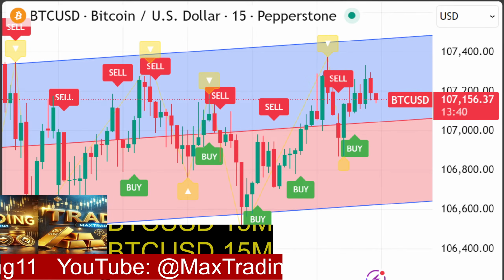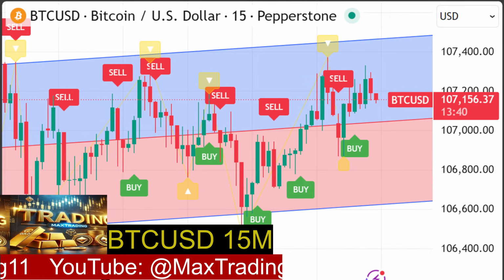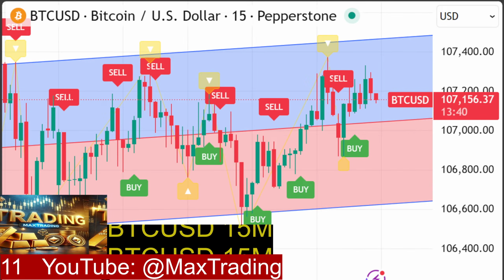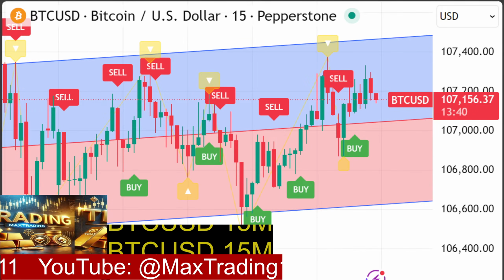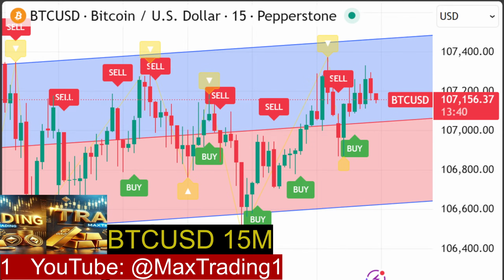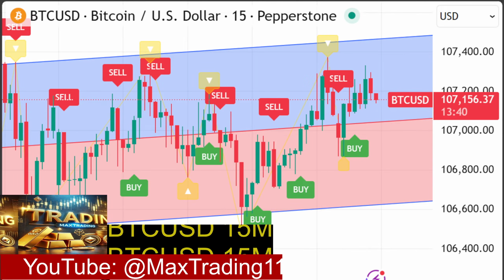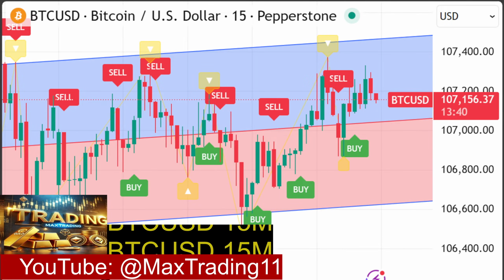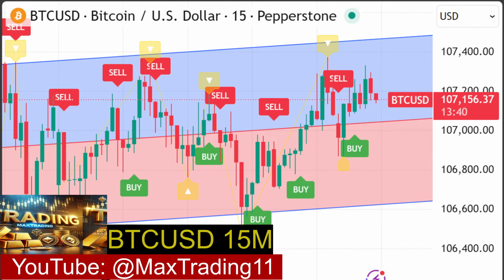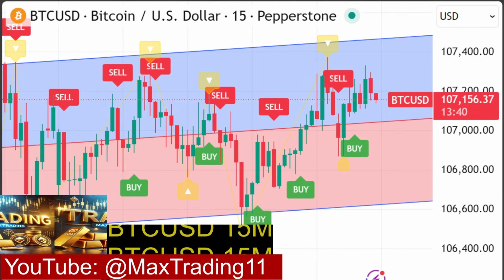The zigzag indicator is our noise filter. In a volatile market like gold, there are countless minor fluctuations. The zigzag ignores this noise and only plots the significant turning points. This helps us to see the underlying market structure clearly. Are we making higher highs and higher lows in an uptrend, or lower highs and lower lows in a downtrend? This is the foundation of trend analysis.